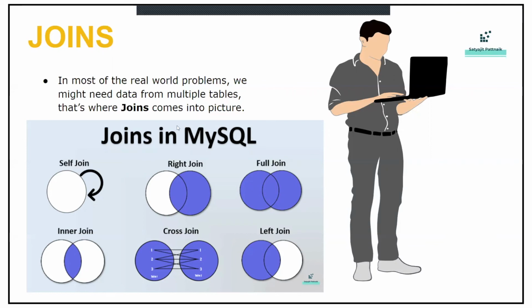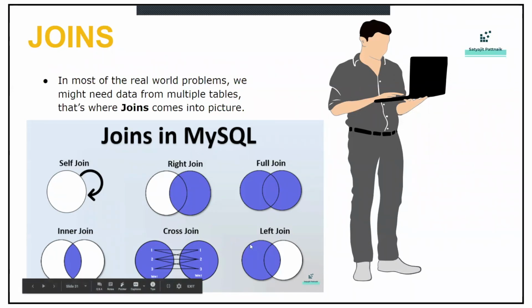Okay. So these are some of the joins in MySQL. Self join, that means joining the columns from the same table itself. Right join is nothing but all the entries from the right table and the matching entries from the left table.